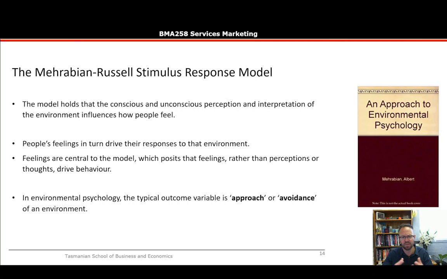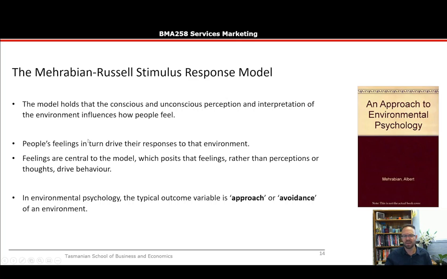Which, remember when we talk about consumer behaviour, we've got the tri-component model, we've got the way that people think, our cognitive parts, we've got our modes of effect, or our affective part, which is the way that we feel. Then we've got the conative part, which is our impulsiveness to act on things, right? So out of those three things, we're saying that people's feelings drive, so it's not the way that we think about things, it's not our cognitive thing, it's the way that we feel that drives our response to the environment. So feelings are central to the model, which posits that feelings rather than perceptions or thoughts drive behaviour. So it's not our cognitive thing, it's our affective thing.